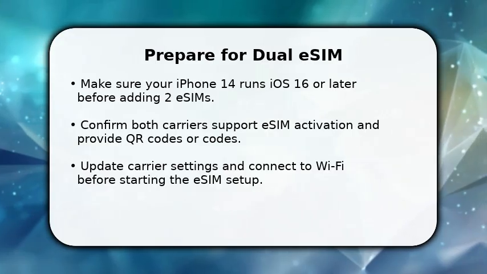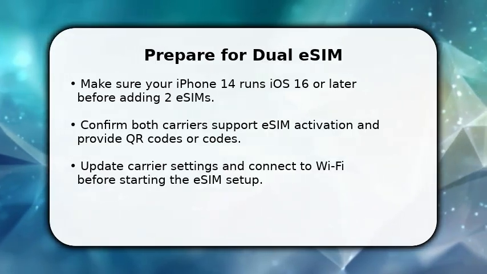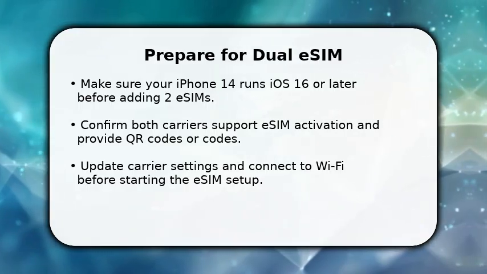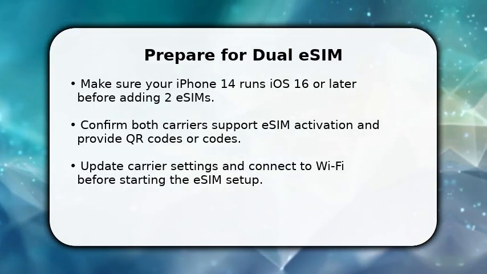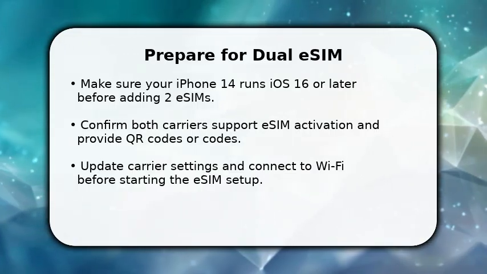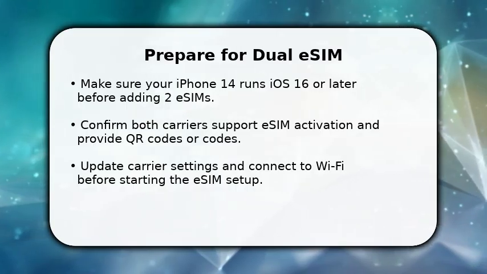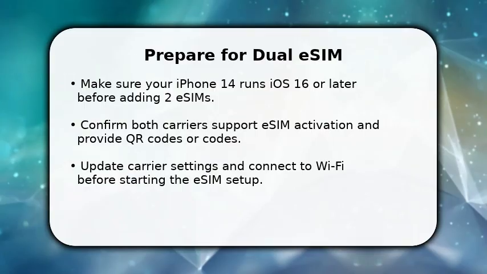First, check your iPhone 14 software and carrier support before adding 2 eSIMs. Make sure the phone runs iOS 16 or later for full dual eSIM support. Confirm each carrier supports eSIM activation and can provide either a QR code or activation code for each line.